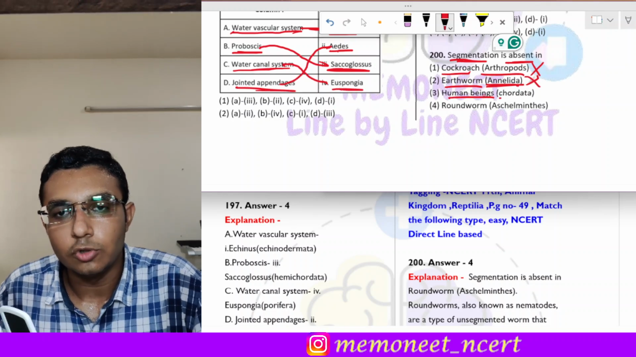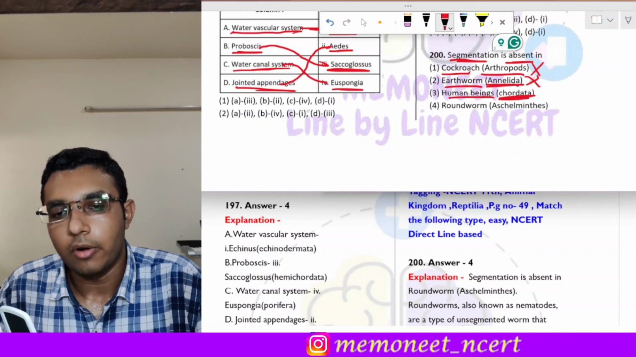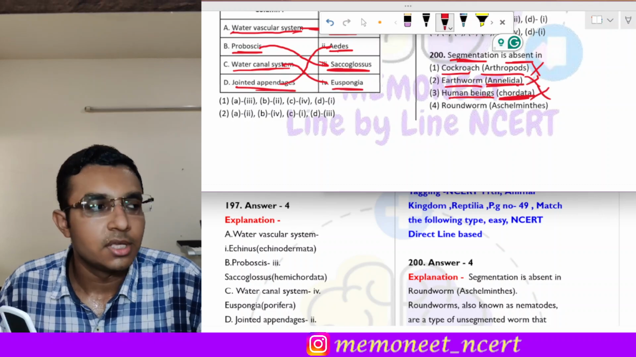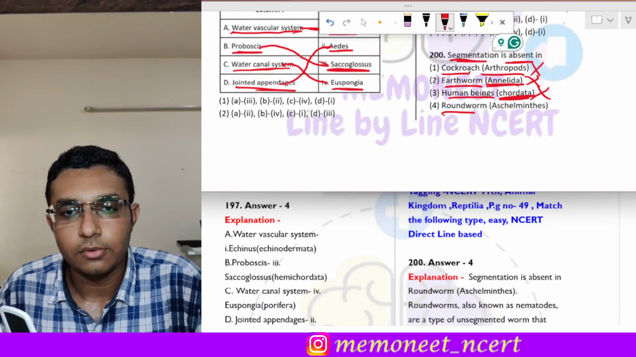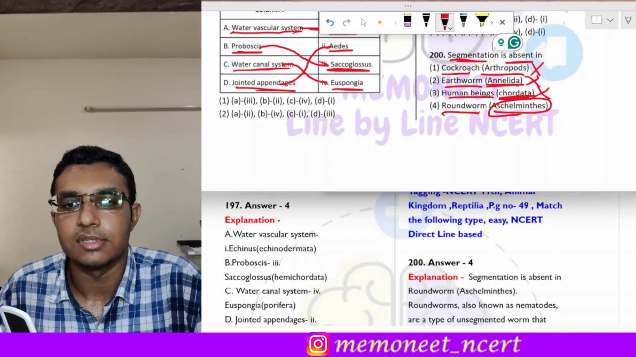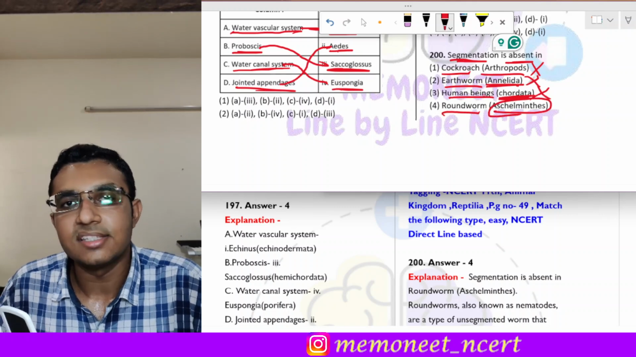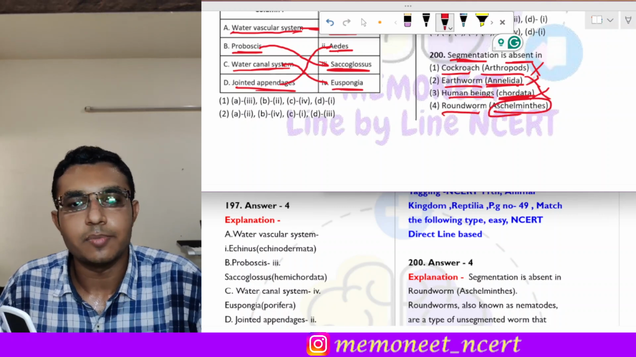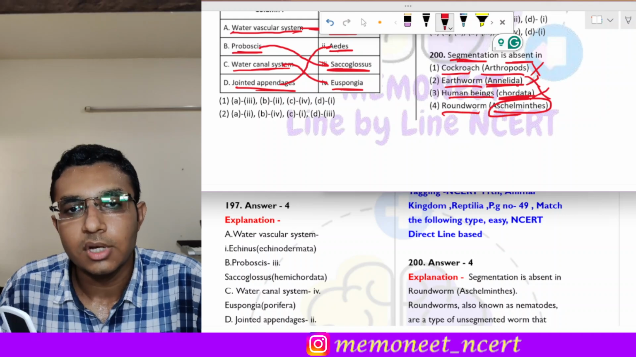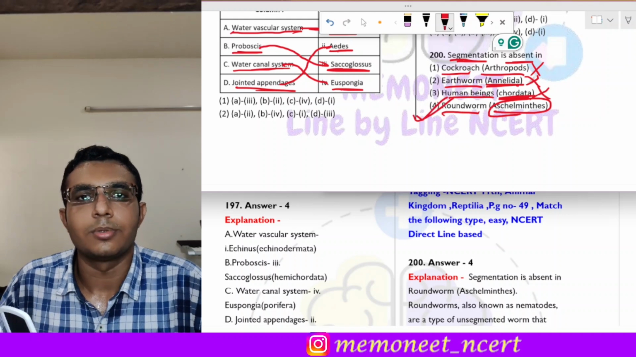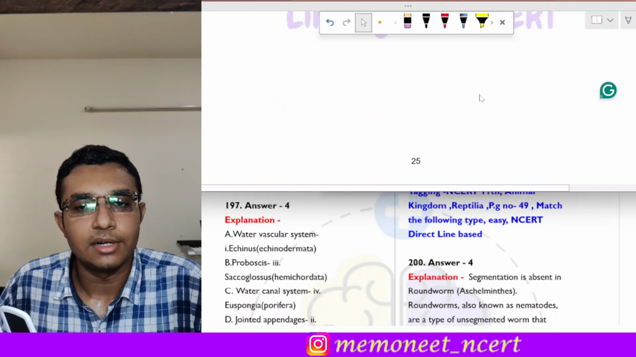Then third is human beings or Chordata. The chordates are also segmented organisms, so that is incorrect. And option 4 is roundworm, that is Aschelminthes. Now Aschelminthes are asegmented, or the segmentation is absent in Aschelminthes, so the correct answer of this question is option 4. So I hope you are clear with this question.